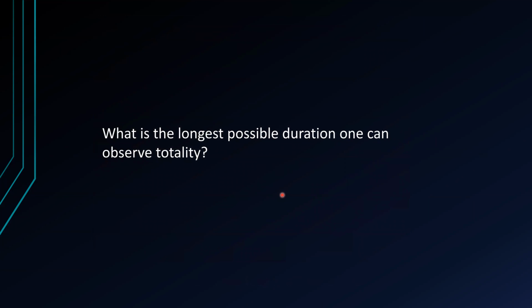So, jumping over to a brief question, what do you think the longest possible duration one can observe totality or annularity is for a solar eclipse? Any guesses? 4 minutes. For the upcoming total eclipse in April, that is correct. But in general, on any solar eclipse, what is the longest possible time?